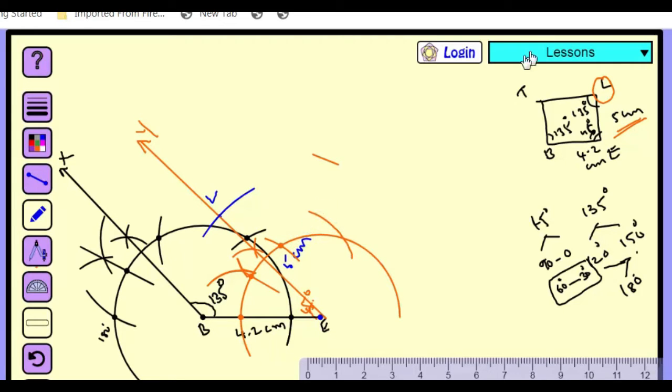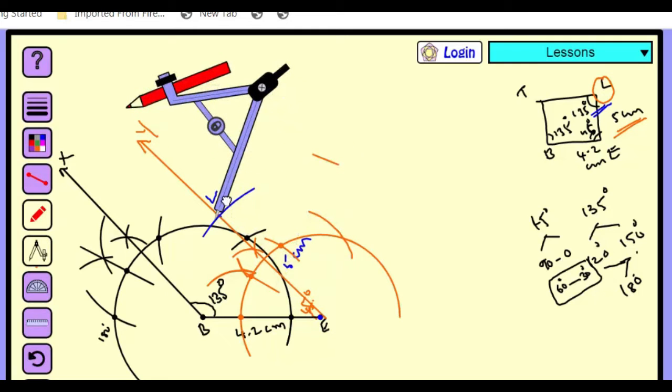Now again we are going to locate the point T here. We are going to construct angle L equal to 135 degrees. So how will you construct 135? Again you should construct 60, 120, 90, 150. Then you will bisect the 120 and 150. Then you will get 135. So now let's start the construction of angle 135 degrees at point L.